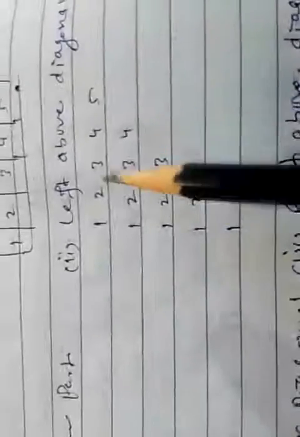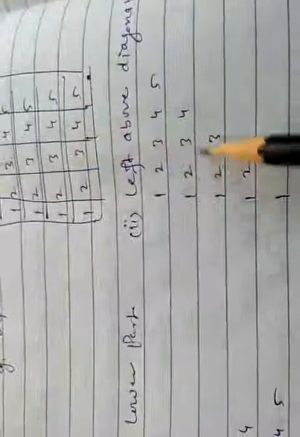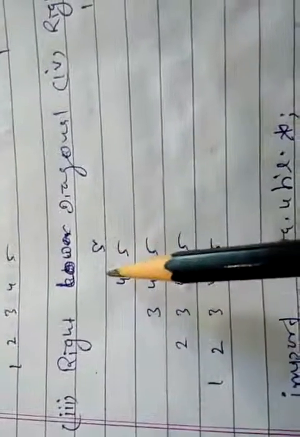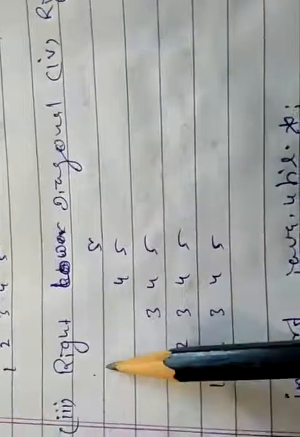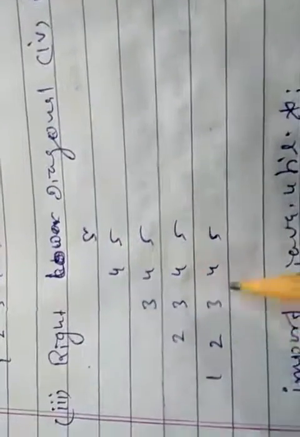Second, we have to print the left above part. So the first row will be 1, 2, 3, 4, 5, then 1, 2, 3, 4, second, 1, 2, 3, then 1, 2, and 1. Third is the right lower diagonal, and there will be 5 spaces, 4 spaces, then the value 5, 3 spaces, 4, 5, then 3, 4, 5, 2, 3, 4, 5, and 1, 2, 3, 4, 5.